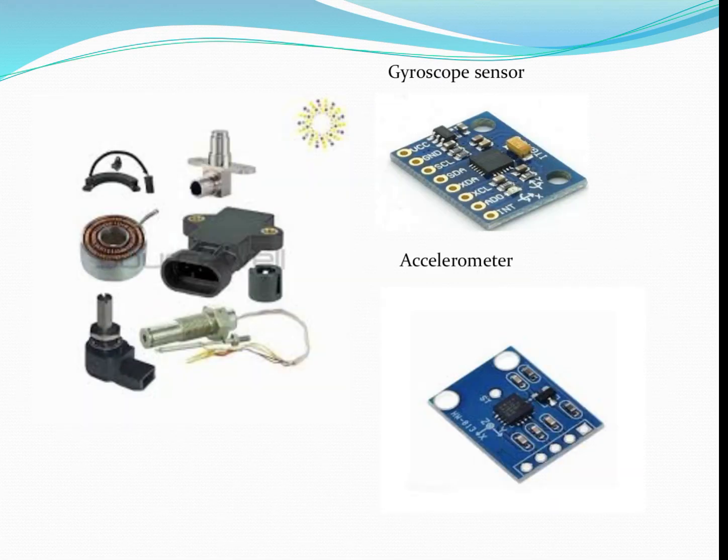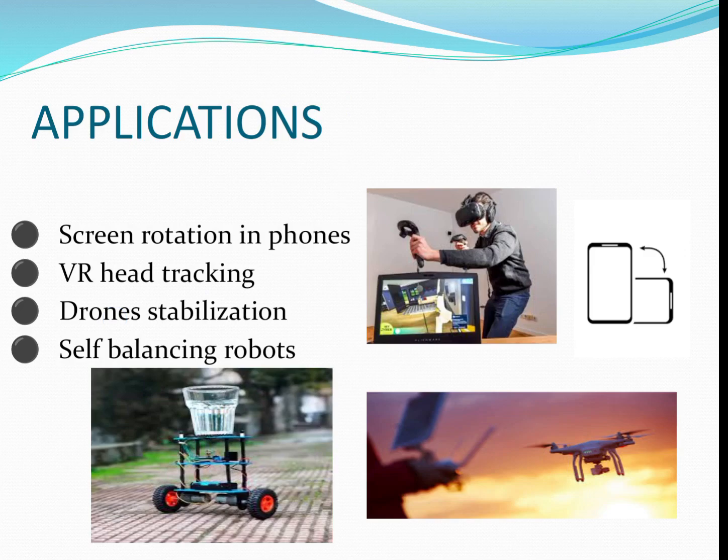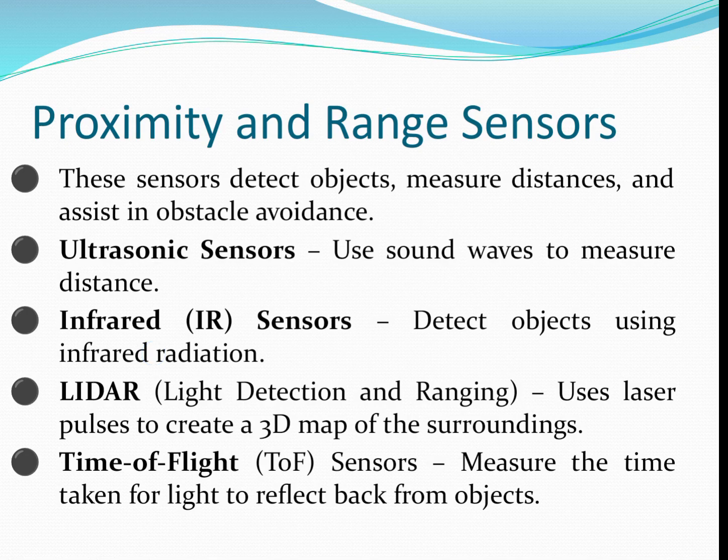Gyroscope detects rotational movements and angular velocity. Accelerometer measures acceleration and inclination. These are examples of sensors: accelerometer, gyroscope, and encoder. Applications of these sensors include screen rotation in phones, VR head tracking, drone stability, and self-balancing robots.